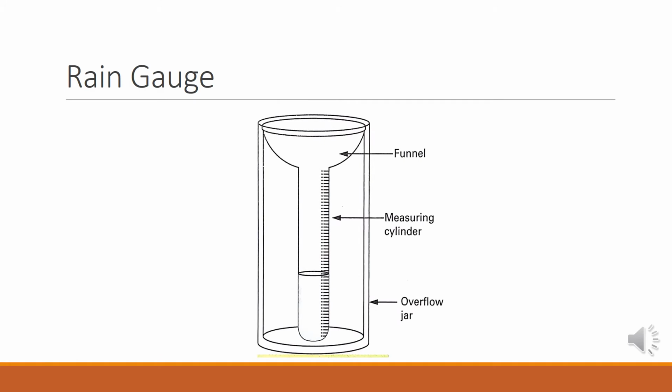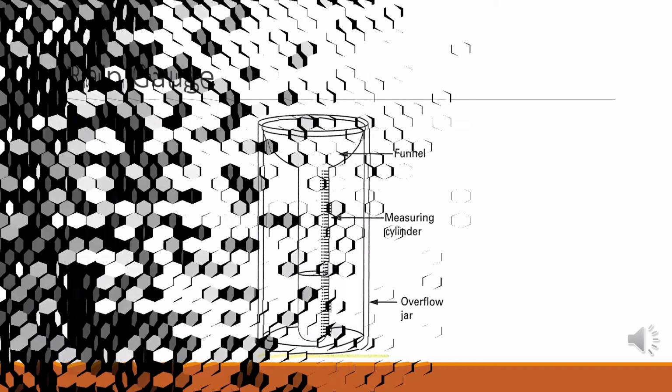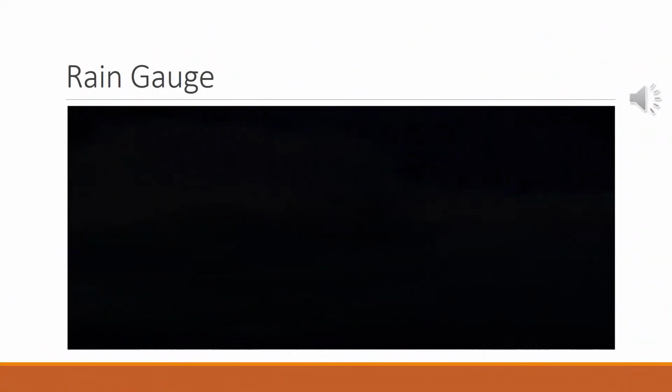This is the picture of a standard rain gauge, where we can see all the 3 parts of a rain gauge: the funnel, the measuring cylinder, and the overflow jar. Let us now see a short video to better understand the working of a rain gauge.